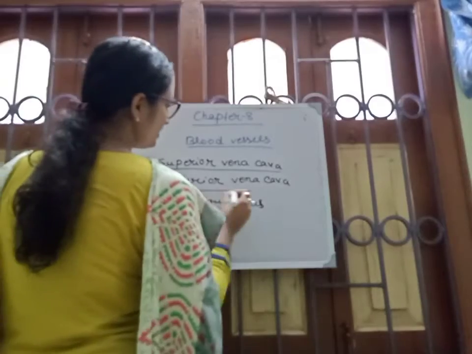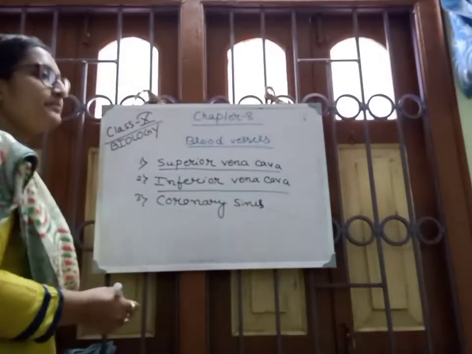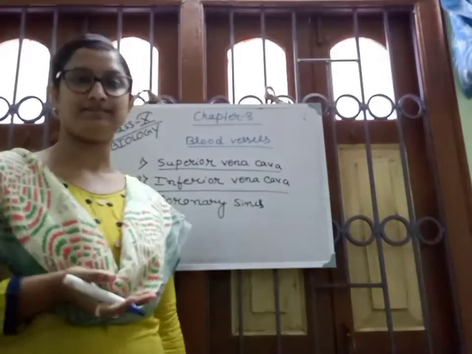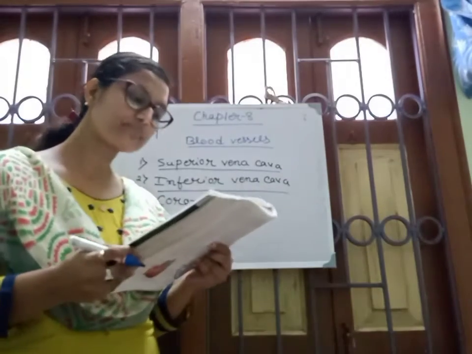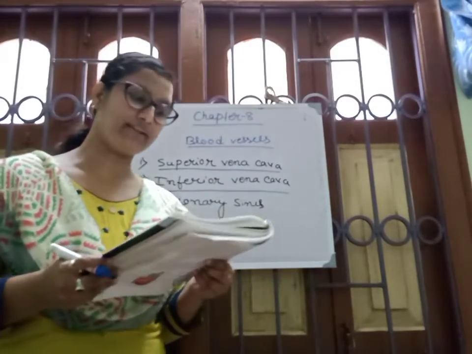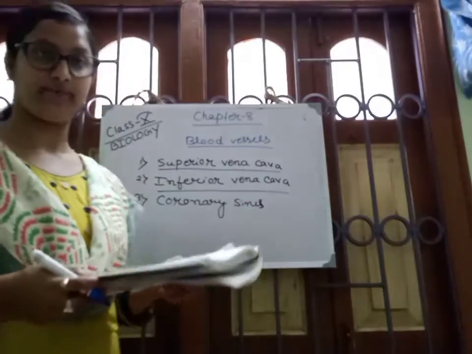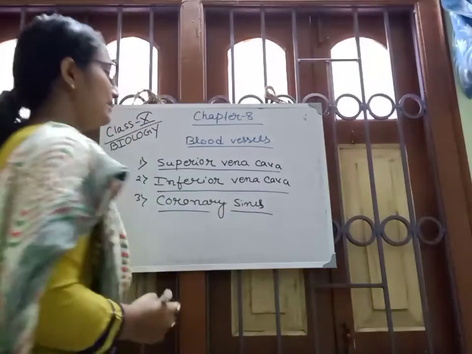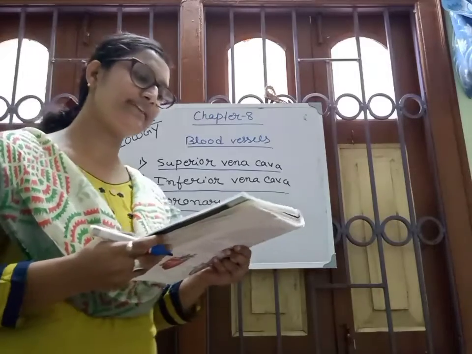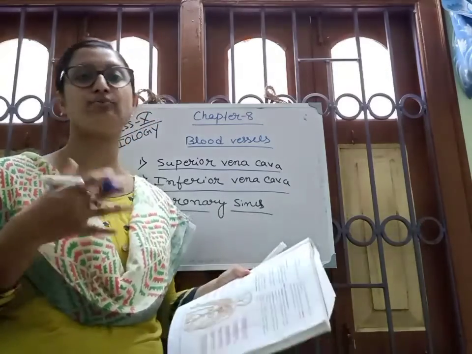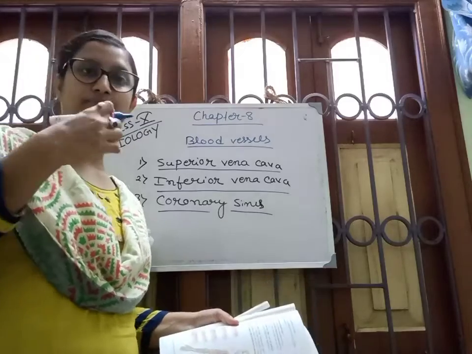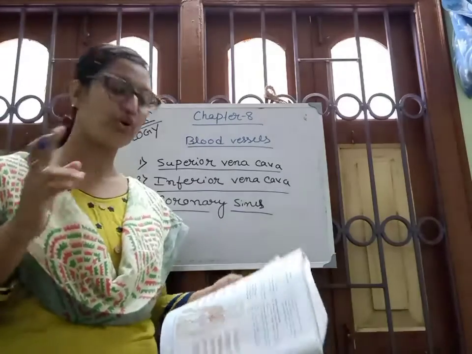After that, the inferior vena cava carries the deoxygenated blood from the lower region of the body. This is the inferior vena cava. And the last one is the coronary sinus. The coronary sinus brings the deoxygenated blood from the heart wall itself.